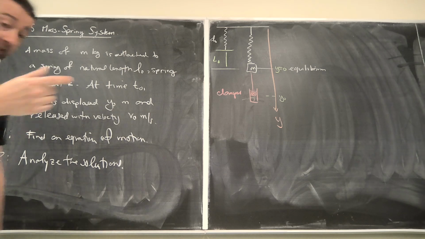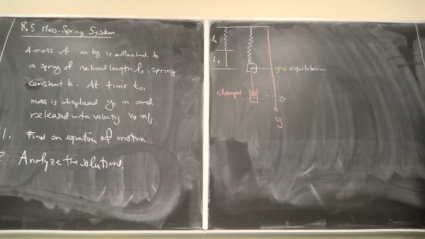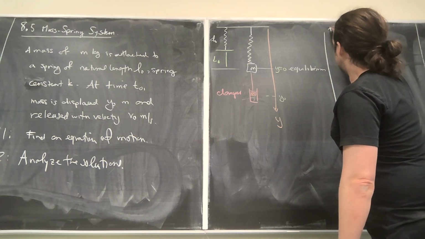So what we're going to do is analyze all the forces that are at play in this system. We're going to add them all up, and what's going to fall out the other side is a second-order linear differential equation with constant coefficients. So, forces on the mass.